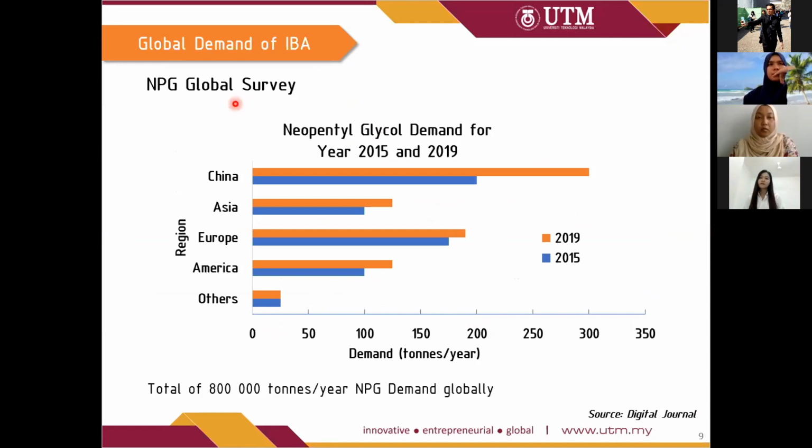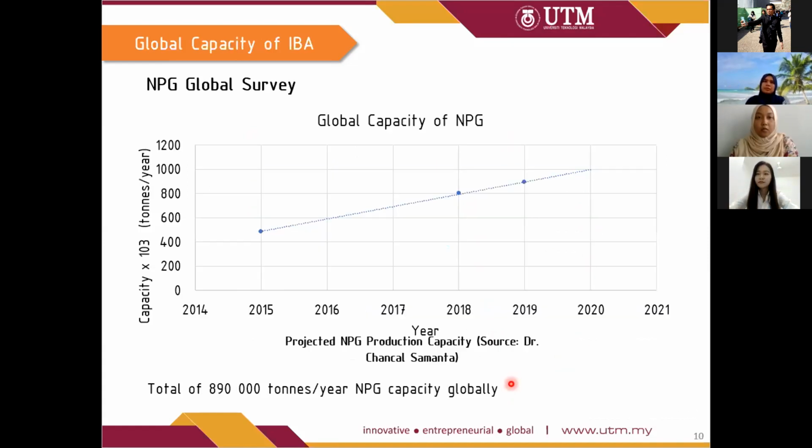So for the global demand of IBA, the graph shows that each region shows an increment of NPG demand from 2015 to 2019, and the total NPG demand globally is about 800,000 tons per year. This shows the global capacity of IBA, also from 2015 to 2019. It shows that the global capacity production of NPG is about 890,000 tons per year.